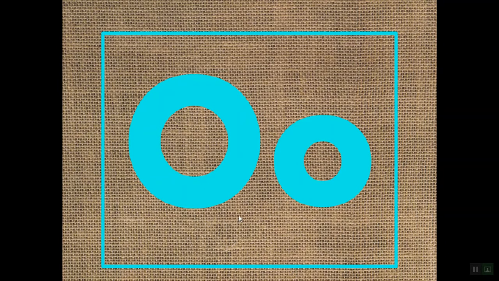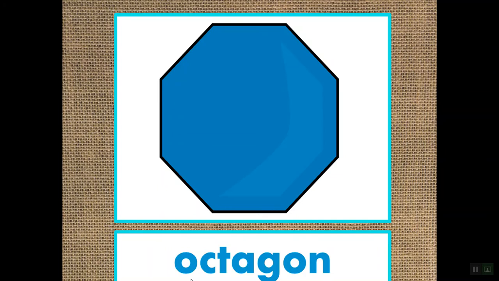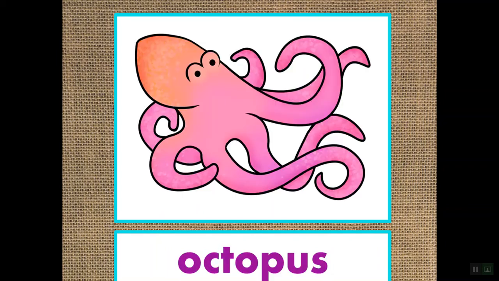Okay, here's our capital O, lowercase o. Let's get into our word list. The first word is or. Say or. Octagon. I love this one because we can hear that ah sound at the beginning, which remember is the sound we'll use the most for O. Octopus is another one that starts with ah.